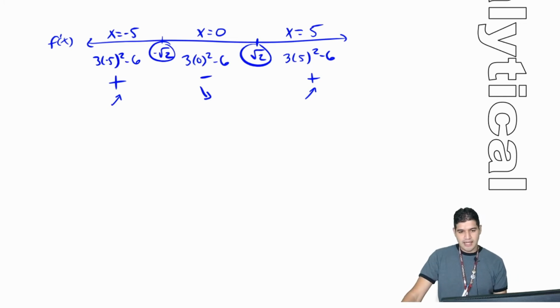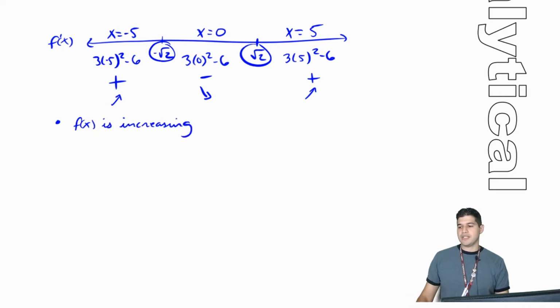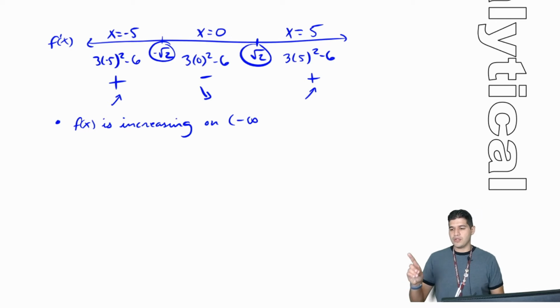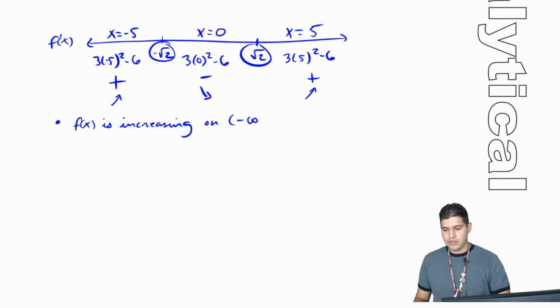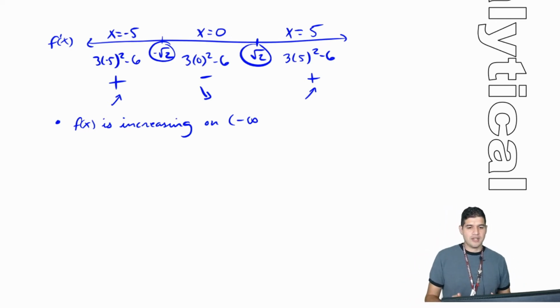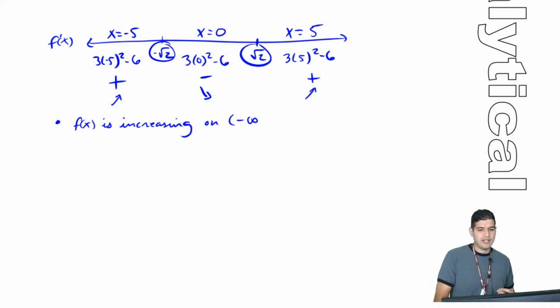So we want to say first, f of x is increasing, and we want to get those intervals. So moving from negative infinity, where are those intervals where the graph is positive, where the derivative is positive? Because when the derivative is positive, the function's increasing.